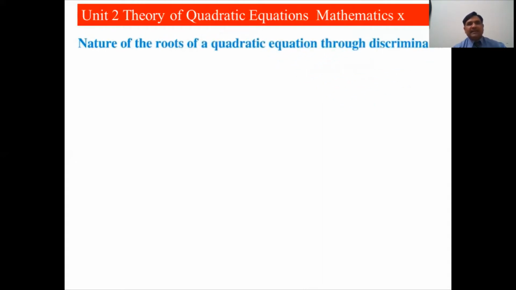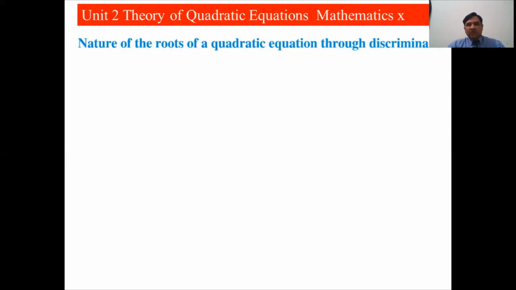So now we'll discuss the nature of the roots of a quadratic equation through the discriminant. If the discriminant is greater than 0, meaning discriminant is positive, and this is also a perfect square. Perfect square means if you find the discriminant, that is 4, 4 can be written as 2 square. So 4 is a perfect square. If you find the discriminant 16, 16 can be written as 4 square, so that discriminant is also a perfect square.